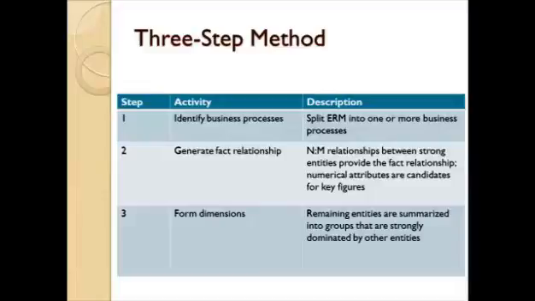And then in the third step, you will form dimensions. Basically, you will identify strong entities first, especially those strong entities that are involved in a many-to-many relationship. And then the rest of the entities are summarized into groups that are strongly dominated by other entities.